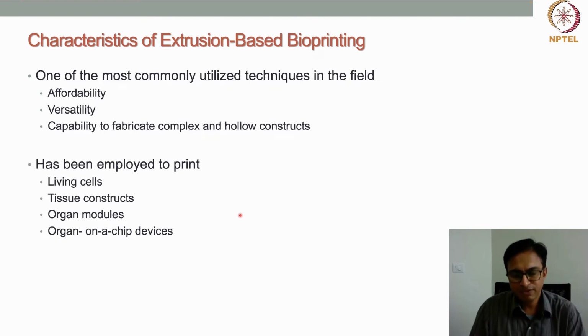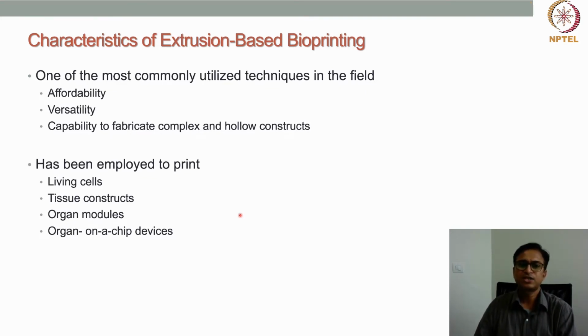It is highly affordable and highly versatile, because it can print different types of materials. You can use any type of material, whether in solubilized, emulsion or suspension form, and you can also use different composite materials. We can even use different cells, cell clusters and spheroids as bioink. So this is highly versatile. We can also print different types of structures and 3D geometries; whatever geometry we create, we can fabricate with this kind of bioprinter.